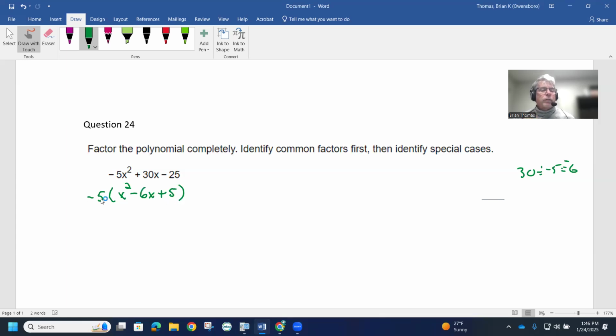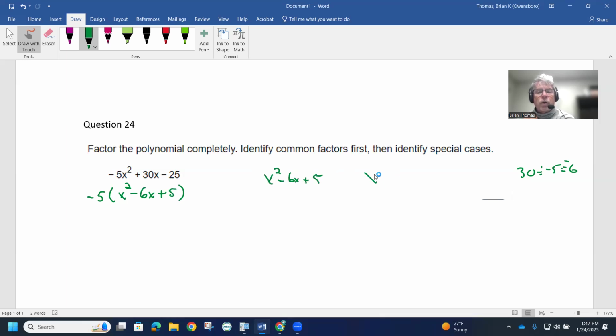Now, if I run it back through, negative 5 times x squared is negative 5x squared. Negative 5 times negative 6x is 30x. Negative 5 times a positive 5 is a negative 25. So that checks out. Now notice that what's left is x squared minus 6x plus 5.